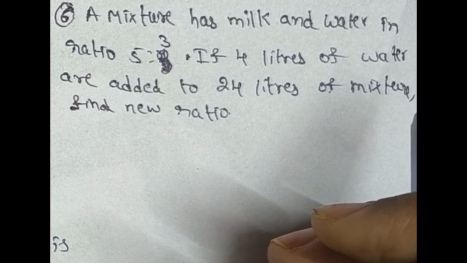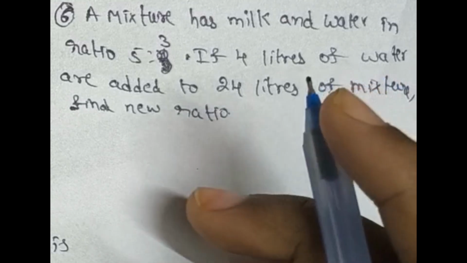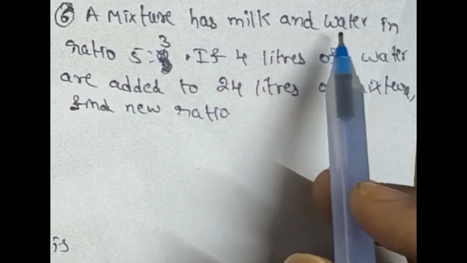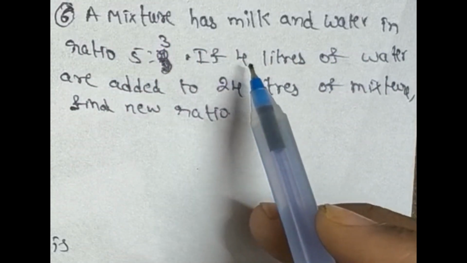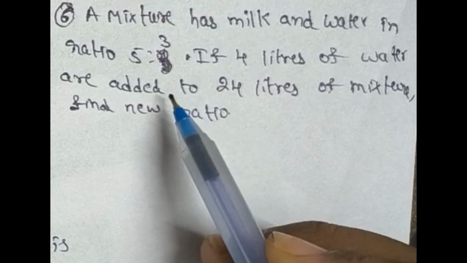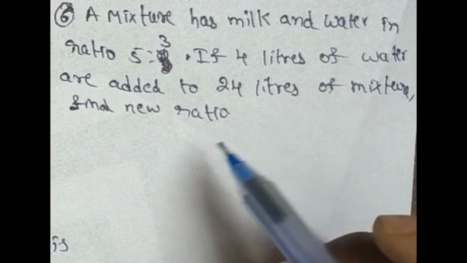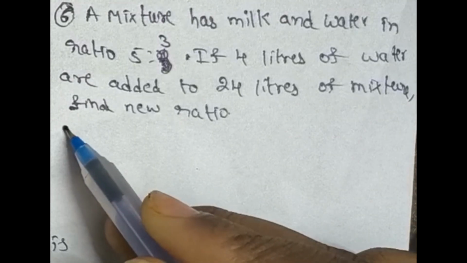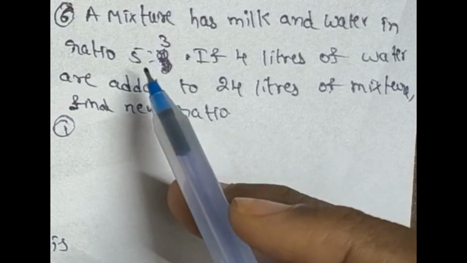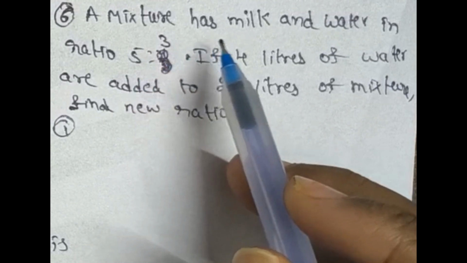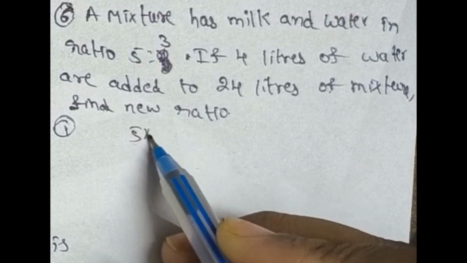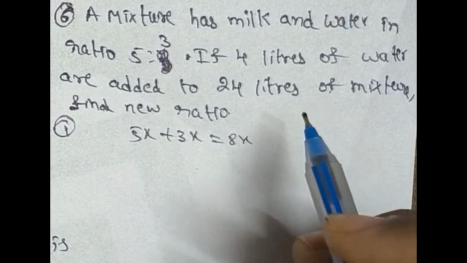Sixth model is ratio in mixtures. He'll ask where quantities are mixed in a given ratio. So now we have an example question here. A mixture has milk and water in ratio 5 is to 3. If 4 liters of water are added to 24 liters of mixture, find the new ratio. So first split the question. We write here case 1. It is 5 is to 3 ratio at first, milk and water. So there are 8 parts total. 5x plus 3x is equal to 8x.